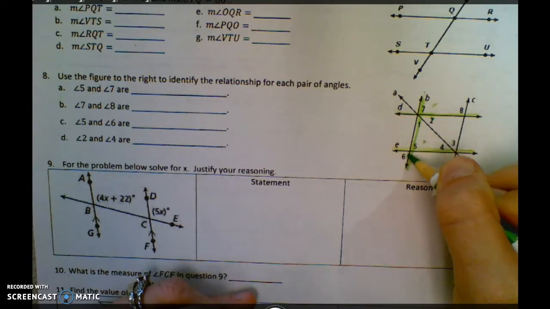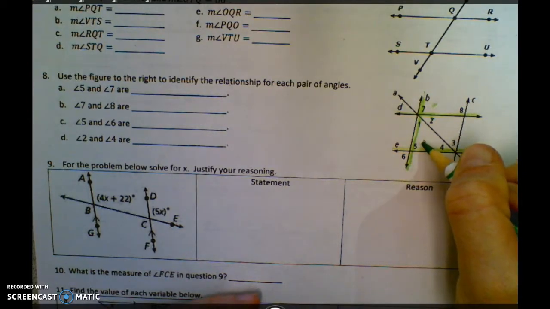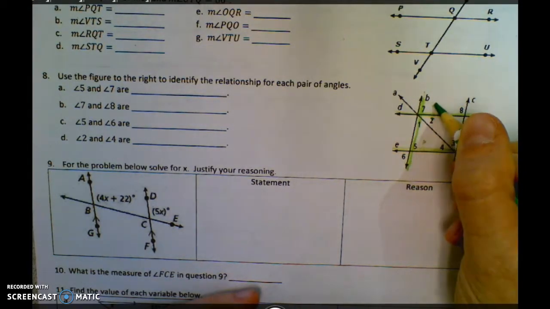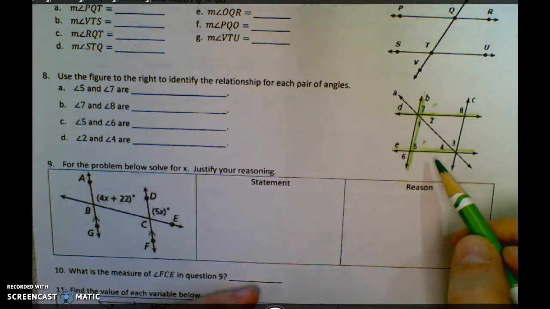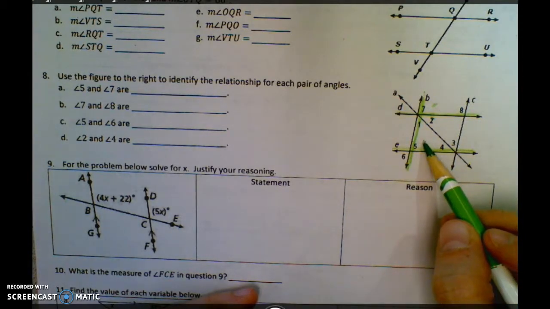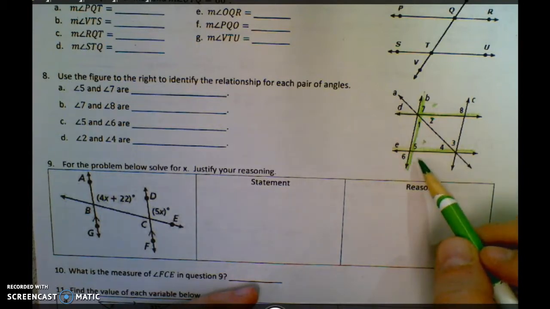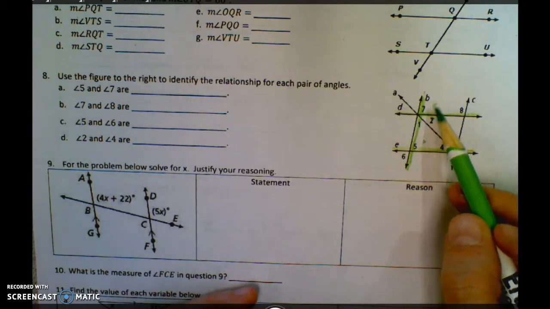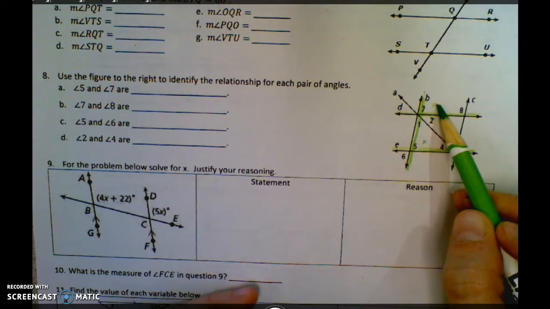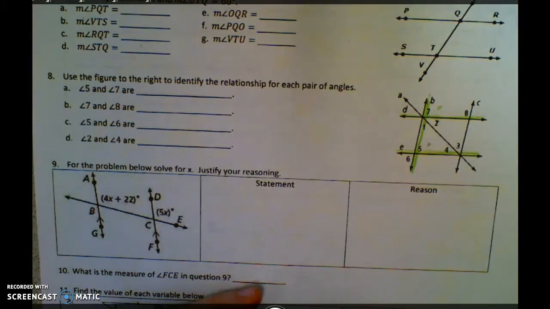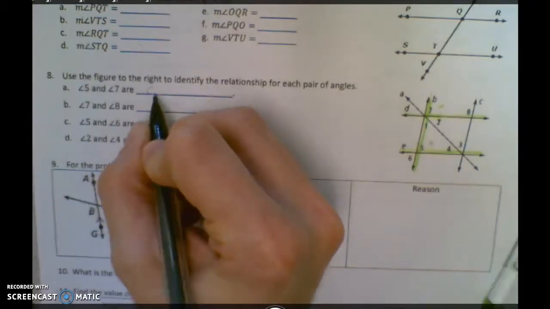They are on the same side of the transversal, but one of them is between the green lines, one of them is outside my green lines. Therefore, I can't say same side interior or same side exterior. When you have one in and one out like this, when they're not adjacent, you are having an instance of corresponding angles. They are both in the top right position in their intersection. So that means angle 5 and 7 would be considered corresponding.